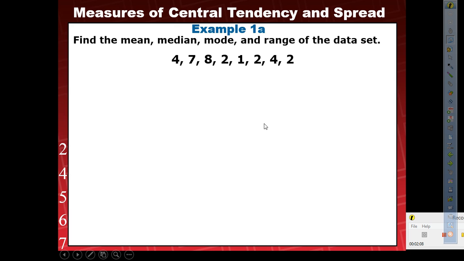Copy this, please. It says, example 1A, find mean, median, mode, and range of the data set 4, 7, 8, 2, 1, 2, 4, 2. You don't need to copy the instructions, just copy the data set.